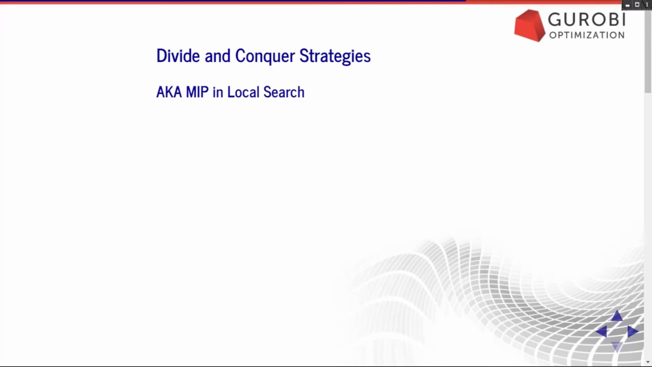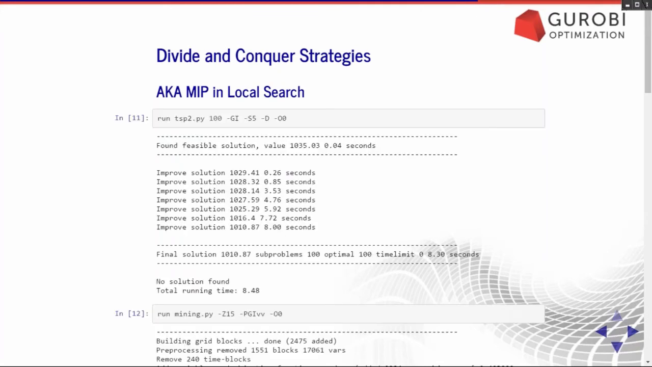So let me show you what happens when you do this in the TSP example. What I'm doing with the I flag of the script is enabling the improving step. So the greedy solution gave us a solution of value 1035, but if you let the improving process run, it finds in just a few seconds already improved quality solutions. So from 1035 to 1010.